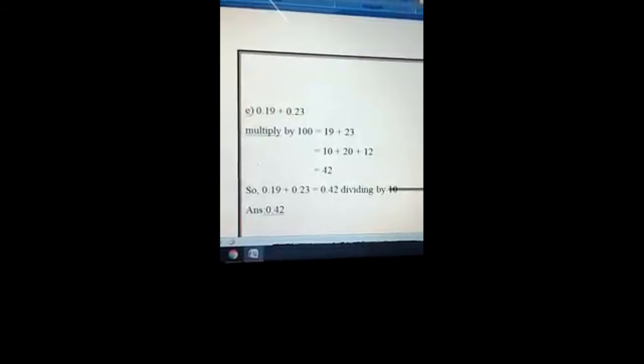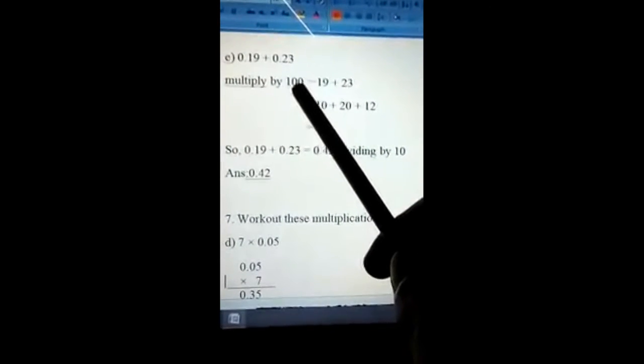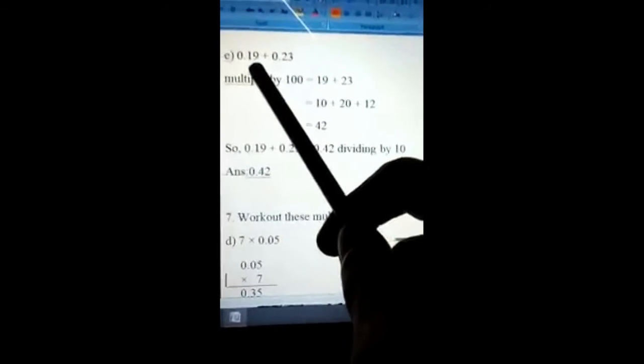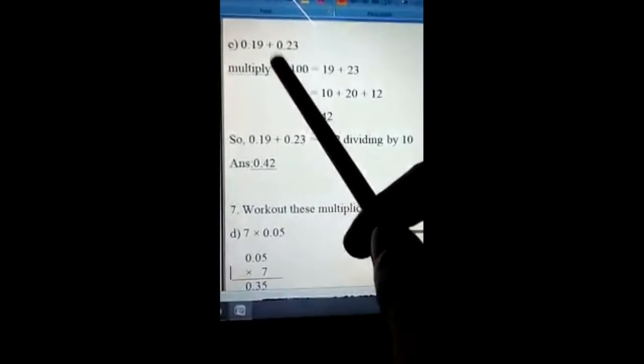Okay, here we got number 8. Number E. So number E over here, 0.19 plus 0.23. So we don't have any minus, so we don't have to worry about the brackets. We'll just break down the numbers. This time we need to multiply it with 100 to make it a whole number. Here after point there are 2 digits, so we'll multiply it with 100.